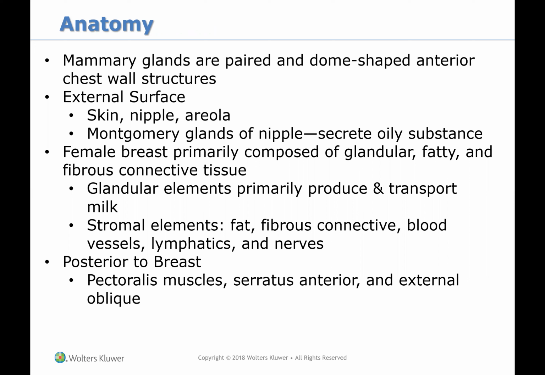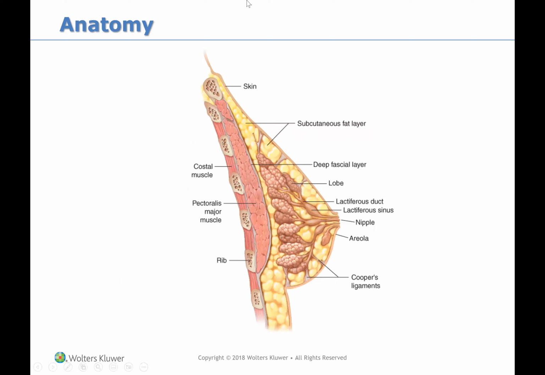Glandular elements primarily produce and transport milk. The stromal elements are fat, fibrous connective tissue, blood vessels, lymphatics, and nerves. Posterior to the breast, there's the pectoral muscle. This is an image.